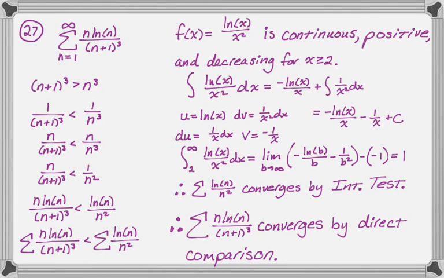All right, let's take a look at another problem. So we're going to go from 1 to infinity of... Oh, nope, we just did that one. Sorry. Let's look at this one. We're going to go from 1 to infinity of the arctan of n over n root n.